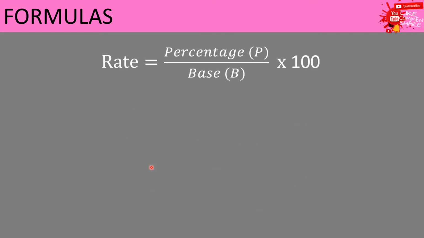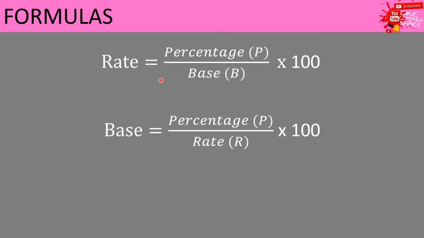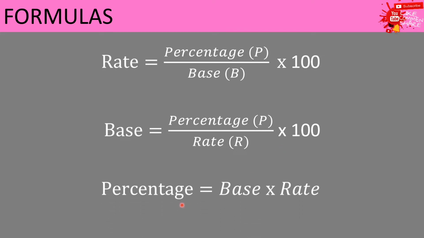Now, let us have the formulas of how we are going to compute for the percentage, the base, and the rate. First, we have the rate. Rate is equal to the percentage divided by the base. Then, you need to multiply it by 100 so that we can write the rate with a sign of percent. For the base, it is equal to percentage divided by the rate times 100. And the formula for finding the percentage is equal to base times rate.